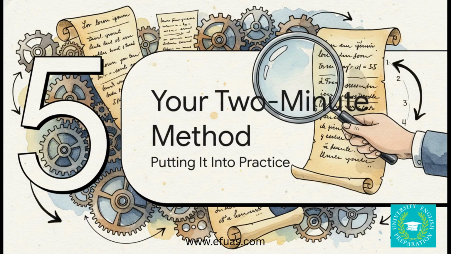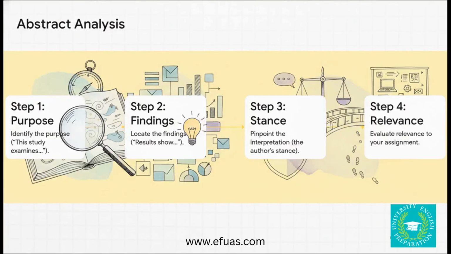All right, let's wrap all this up into a simple method you can use every single time. This is your 2-minute method for analyzing pretty much any abstract you come across. It's a simple 4-step process. First, find the purpose of the study. Second, find the key findings. Third, pinpoint the author's interpretation. That's their stance, remember. And fourth, decide if it's actually relevant to what you're working on.